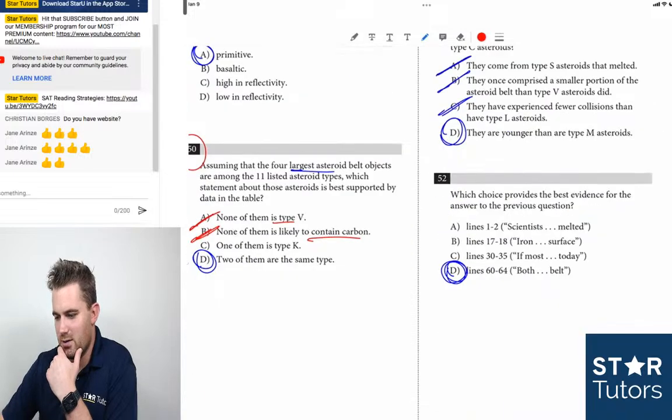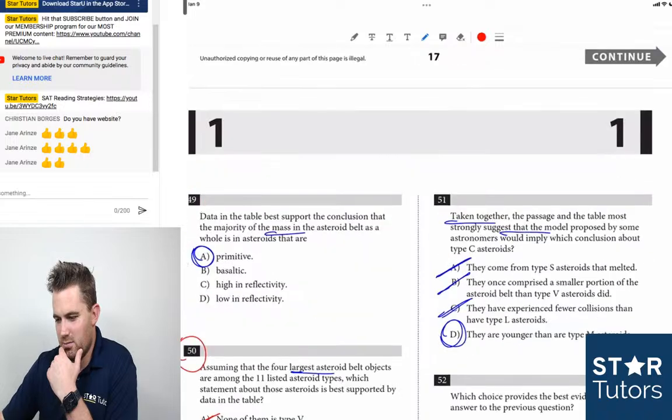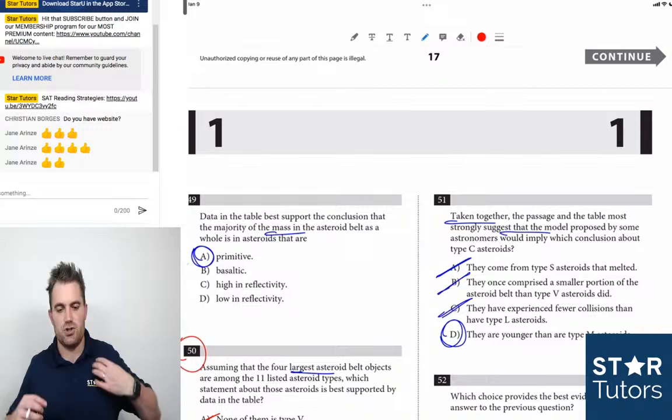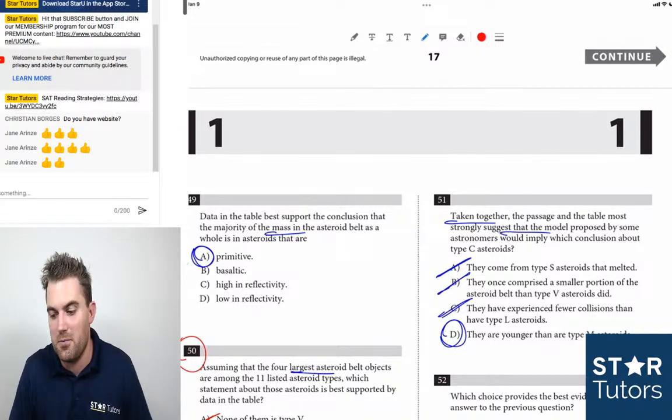I thought there were two of them are the same type. Yeah, I don't know. I knew it wasn't. I was 95% sure it wasn't A and B, and then I didn't even realize, but I probably would have guessed C there. That was one of those where you kind of get lucky at the end.